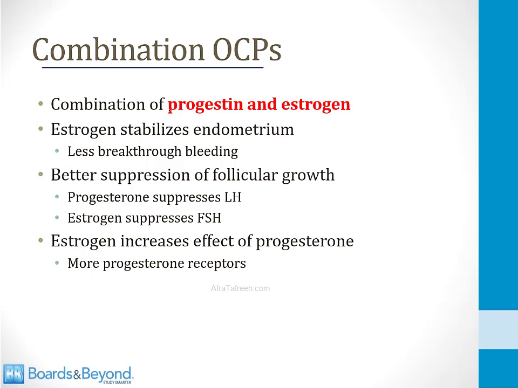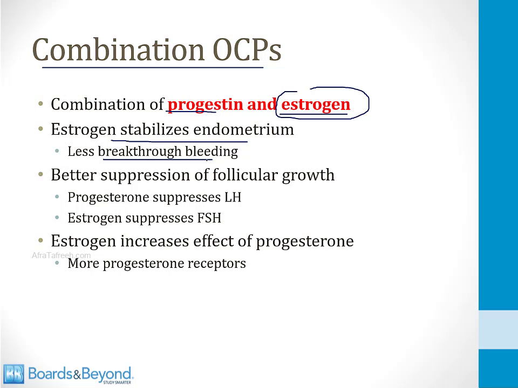This refers to giving a progestin together with an estrogen. So as we've been discussing, progestins alone will work for contraception, but usually they're given together with an estrogen as a combination pill. And the reason for this is that there are a couple of advantages to adding an estrogen to a progestin. One of the big ones is that estrogen stabilizes the endometrium, so there's less breakthrough bleeding. When you give progestins alone for contraception, the endometrium becomes thin and friable, and that leads to lots of spotting and breakthrough bleeding. When you give progestins together with an estrogen, this problem improves.